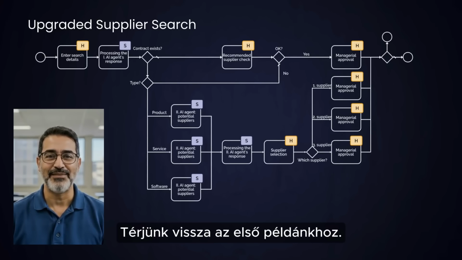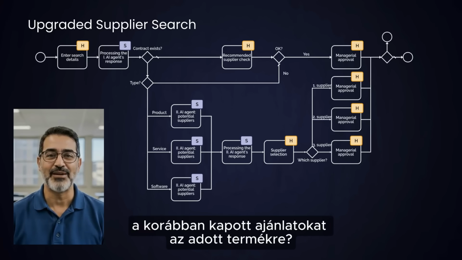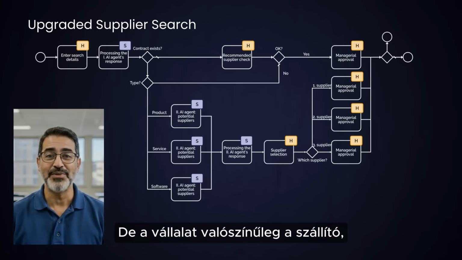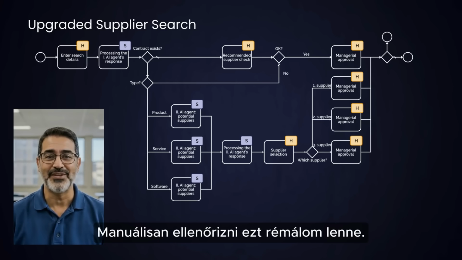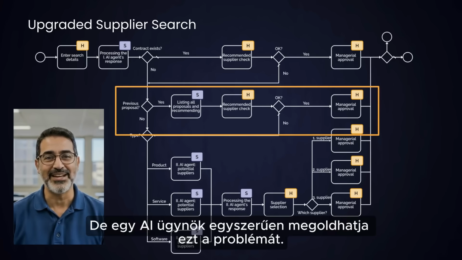Let's go back to our first example. Wouldn't it be nice to check previously got proposals for that specific product? But the company probably stores the proposals according to supplier and not product. Checking it manually would be a nightmare, but an AI agent can simply tackle that issue.